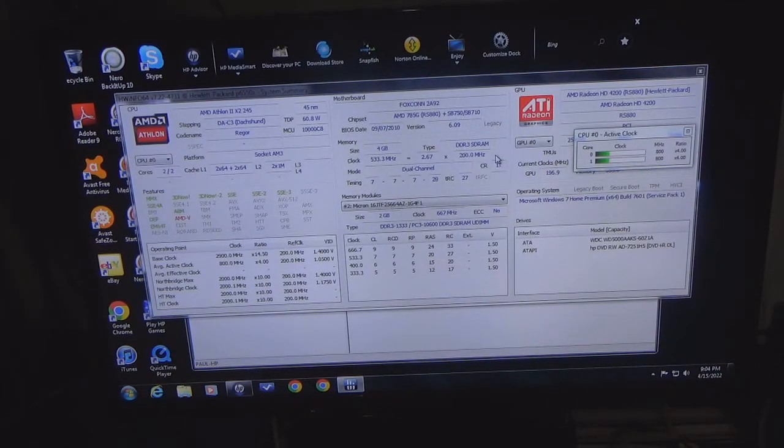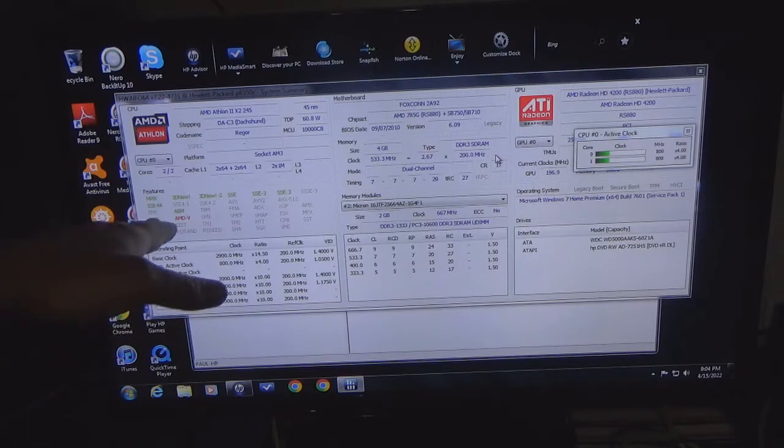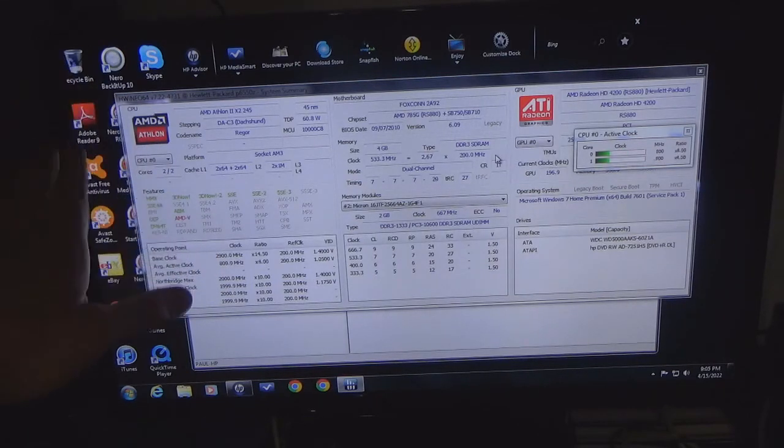If you could see it on camera here, I have an AMD Athlon 2, which is what my old daily use machine has. Stepping, code name, tells you all sorts of stuff. Cores 2, cache level 1 2x64, level 2 2x1M. And if you look over here on features, I do not have the AMD-V, or I have it, it's not enabled, so I would have to go into the BIOS and enable it. Red, which means it sort of has it, but sort of doesn't. I'll have to look in the BIOS the next time I go in there.